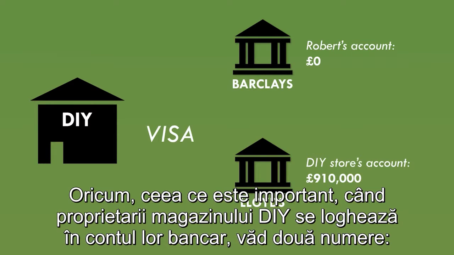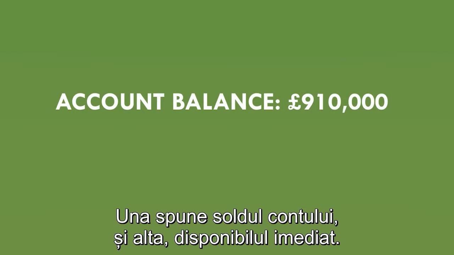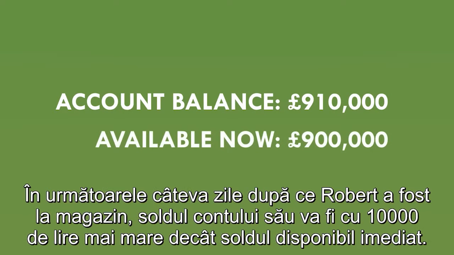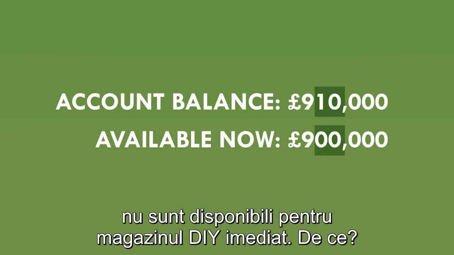However, importantly, when the owners of the DIY store log into their internet banking, they see two figures. One says account balance and the other says available now. For the next couple of days after Robert has come into the shop, the account balance will be £10,000 higher than the available now balance. The £10,000 that Robert has spent isn't available to the DIY store for them to spend just yet.